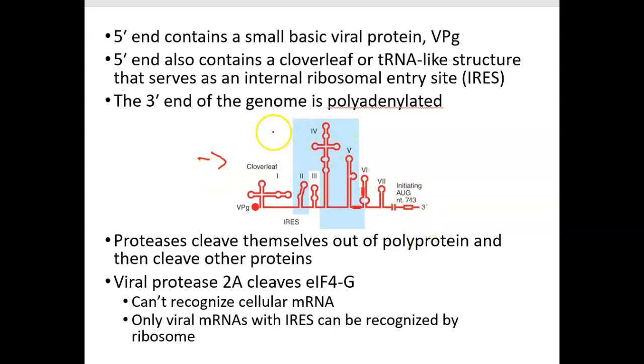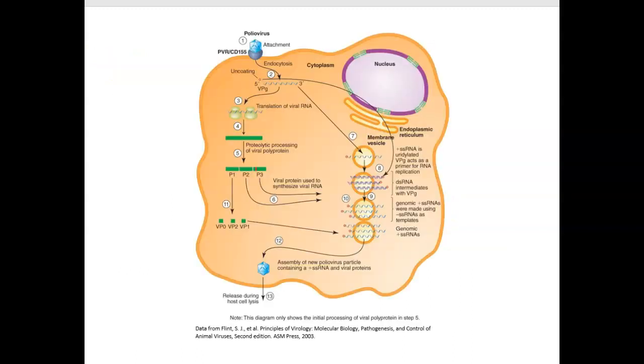Now, looking at the genome, this is the 5' end, and in here is the rest of the genome. And then the 3' end is polyadenylated, so it comes with a poly-A tail. Now, during the replication cycle, we're going to attach to the poliovirus receptor, come in through endocytosis, and uncoat. We start translating the genome right away. That first protease auto-cleaves itself out, and then it cleaves the polyprotein into the functional protein subunits.